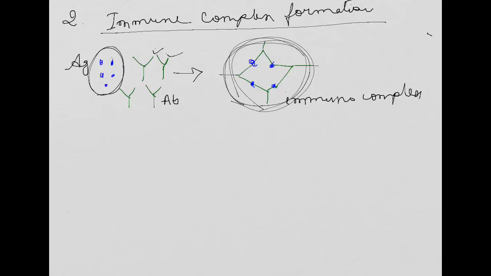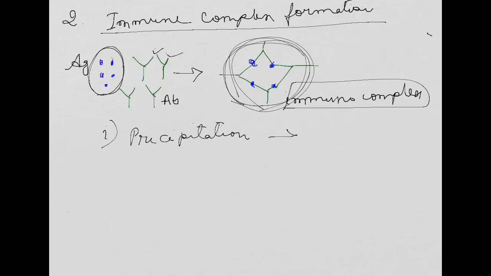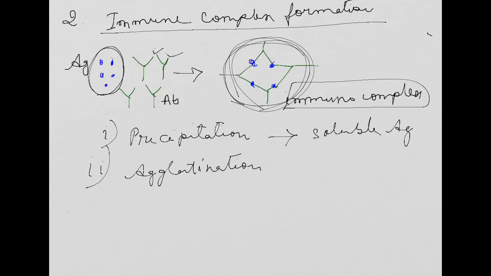And then this immunocomplex reaction can be of two types. Number one, precipitation reaction. Whenever an antibody binds with a soluble antigen, it forms precipitation. And number two is agglutination reaction. An insoluble antigen or surface bound antigen, when bound to antibody, forms agglutination reaction.